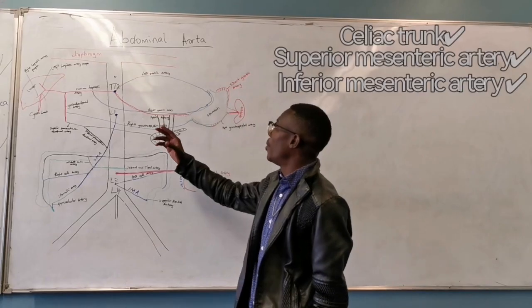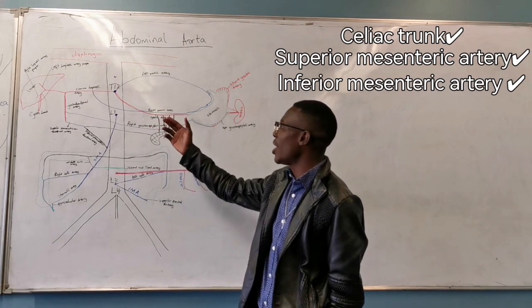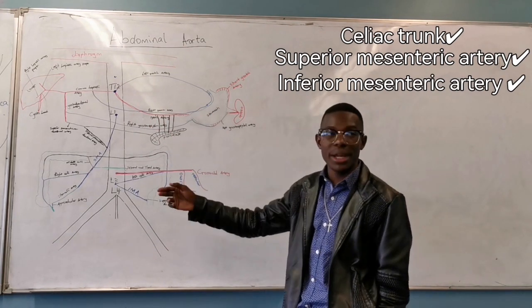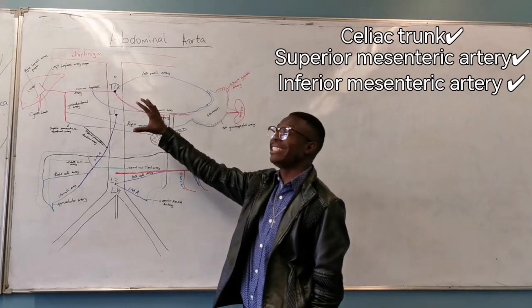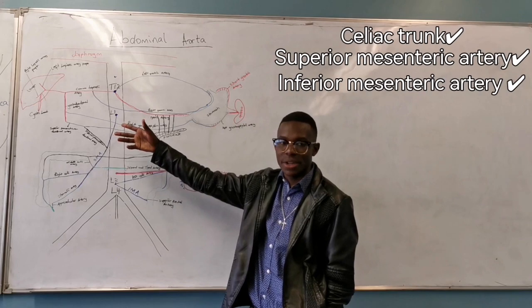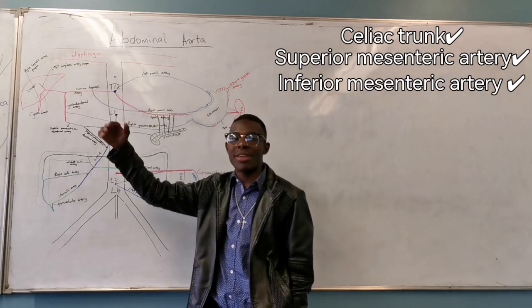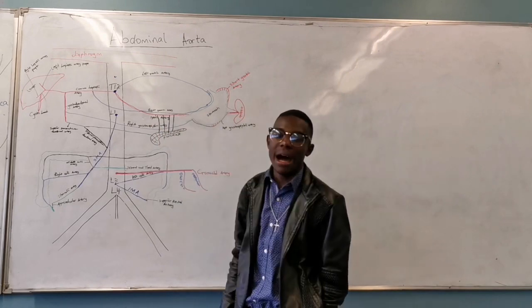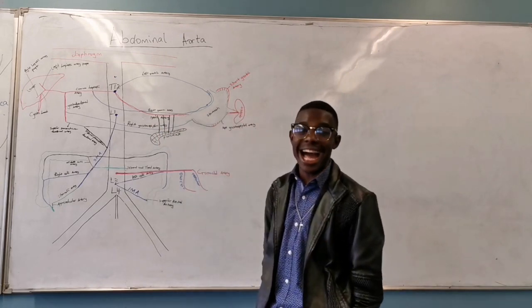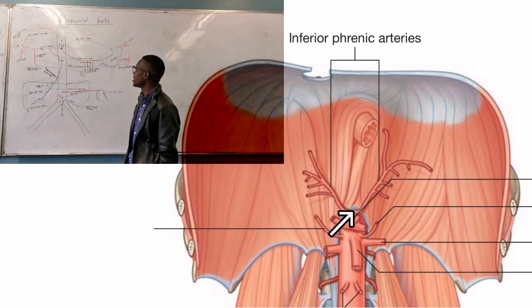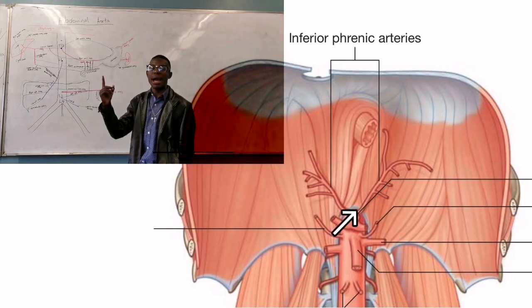Right, so we spoke of the celiac trunk, the superior mesenteric artery, as well as the inferior mesenteric artery. These are anterior branches of the abdominal aorta and they are not paired. So now I want to talk about the paired branches. We are going to start with the inferior phrenic arteries, that originate superior to the celiac trunk. So we have the left and right, since we said that they are paired.